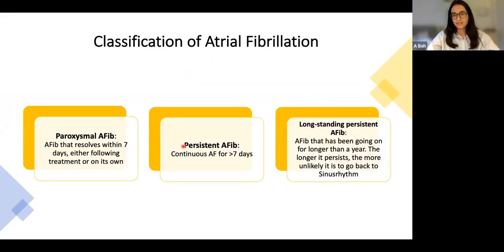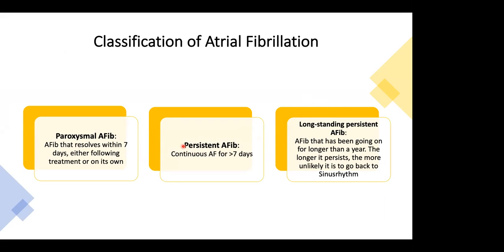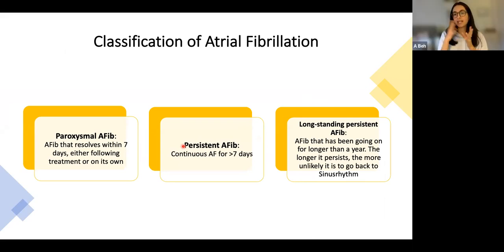Now, onto the classification of atrial fibrillation. So you have to understand this irregular heartbeat of the patient can happen at any time, but it can also stop at any time. So patients may be in an episode of atrial fibrillation at one certain point, and then they go back into sinus rhythm. So we try to divide atrial fibrillation into 3 different subcategories depending on the duration of the episode of atrial fibrillation. So we have patients who have a paroxysmal atrial fibrillation, that is atrial fibrillation that resolves within 7 days, either following treatment or on its own.